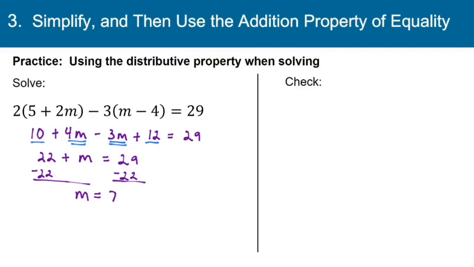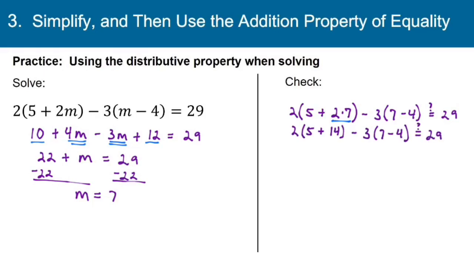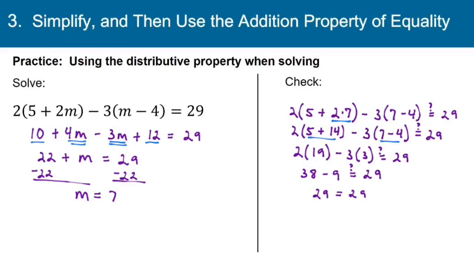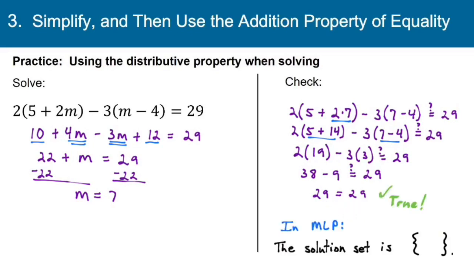Now let's check our solution. So we'll put 7 in place of the m everywhere that the m occurs. Let's go ahead first and do this multiplication. 2 times 7 is 14. And so now let's see what we have. 5 plus 14 is 19, and 7 minus 4 is 3. So that's going to give us 2 times 19 minus 3 times 3. Well, 2 times 19 is 38, and 3 times 3 is 9. So that's going to give us 38 minus 9. And we do know that 38 minus 9 is equal to 29. So we have verified that the equation is true, and our solution is 7.